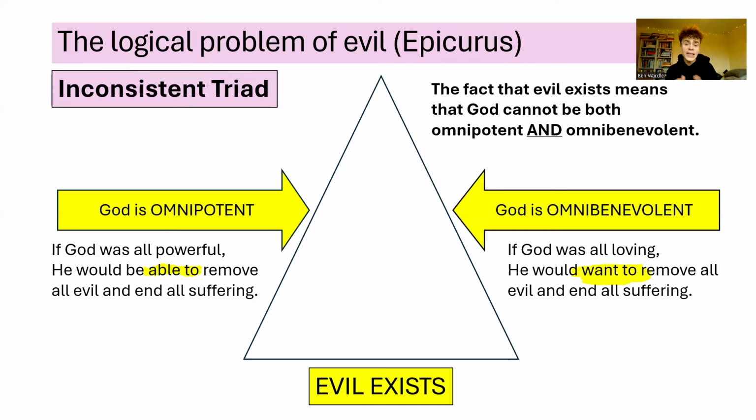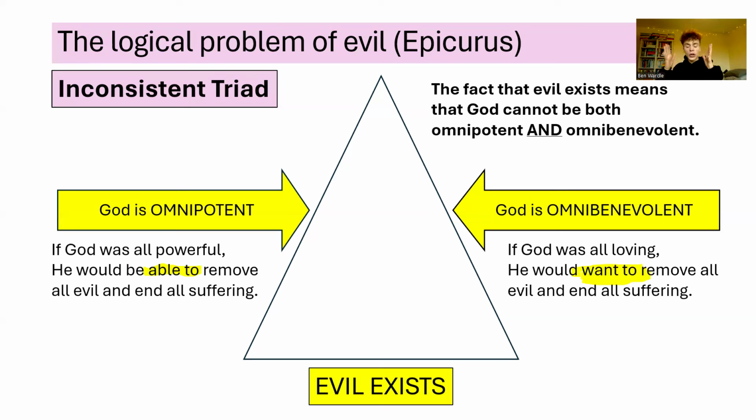And so this is the inconsistent triad. The fact that evil exists means that God cannot be both omnipotent and omnibenevolent. So which one are Christians going to deny? Are they going to say, actually, God isn't omnipotent, and that is what process theologians do, or that God isn't omnibenevolent? God actually isn't loving, and he doesn't mind the fact that people suffer. Might they deny evil exists? That is what St. Augustine does.